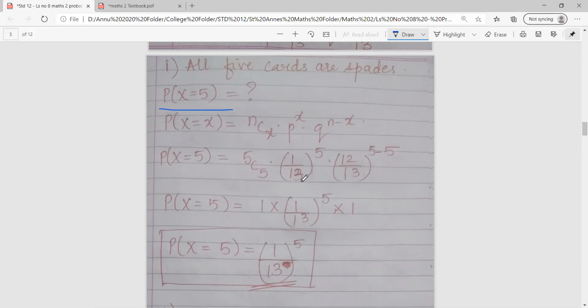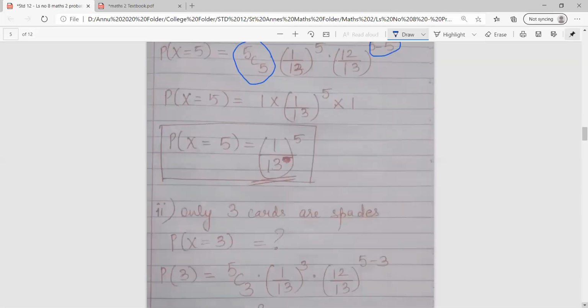5C5 into 1/13 raised to 5 into 12/13 raised to 5 minus 5. As I told you, same numbers will give you 1 and 0. Anything raised to 0 is also 1. So your final answer is 1/13 raised to 5. This is for the first part.